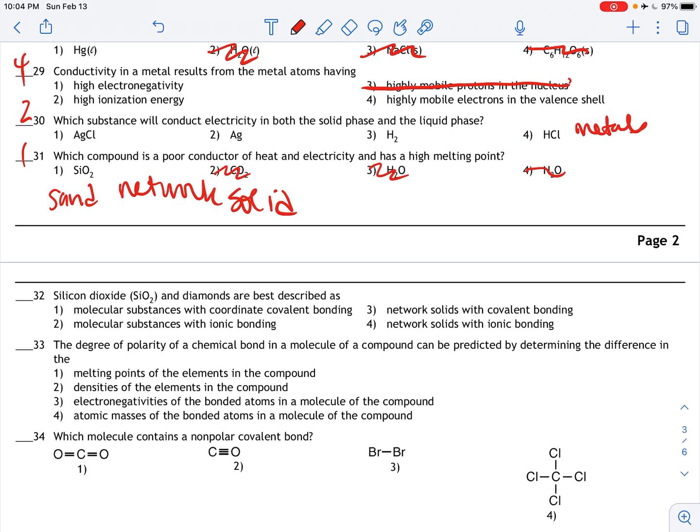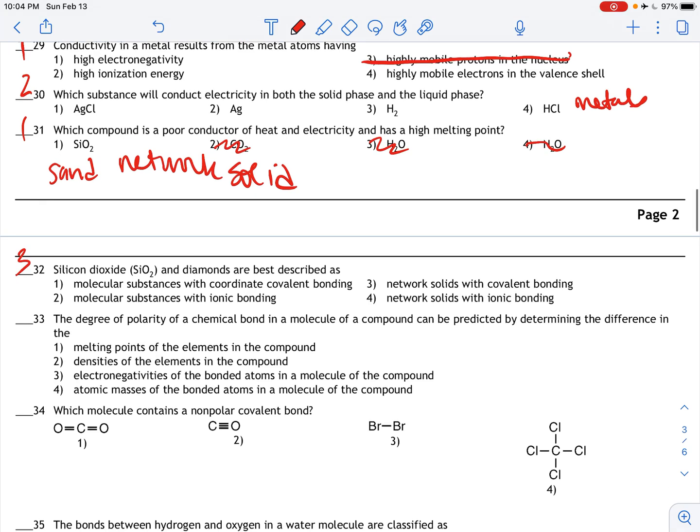Silicon dioxide and diamonds are best described as network solids with covalent bonding, so they're sharing. Molecular substances would be two nonmetals, and silicon is a metalloid, and diamond, although it is a nonmetal, it's not ionic and it's not coordinate covalent.